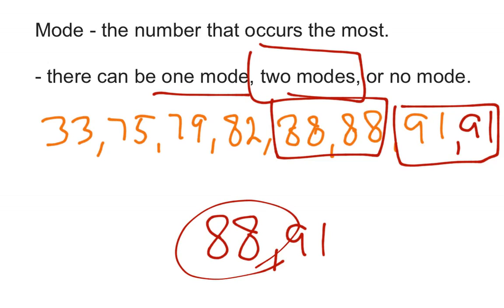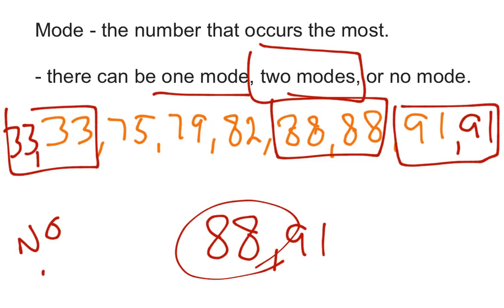And if that doesn't happen, if there's only one of everything, that would be no mode. Let's even say here that I added on another number where we also have the 33s. Okay, well, we can't have three modes. That's not an option. We can have one mode, two modes, or no mode. In this case, we would write down no mode. Please don't write 0 for mode, because that's saying the number 0 happened the most. Got to write no mode.